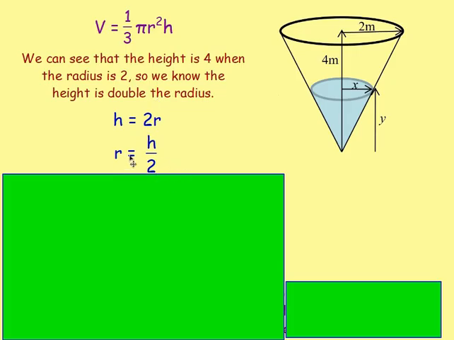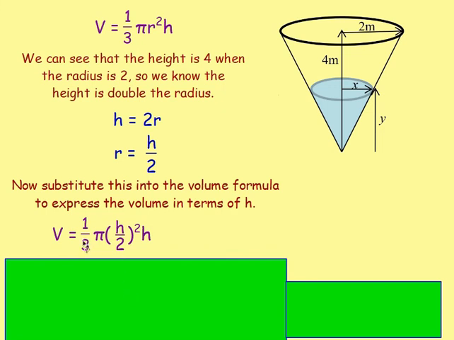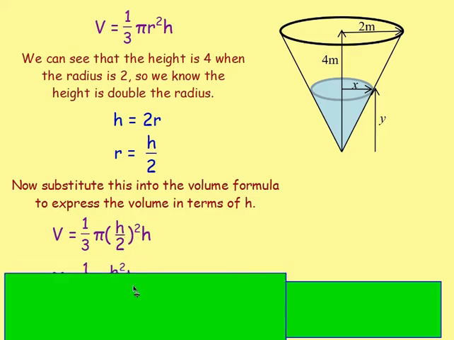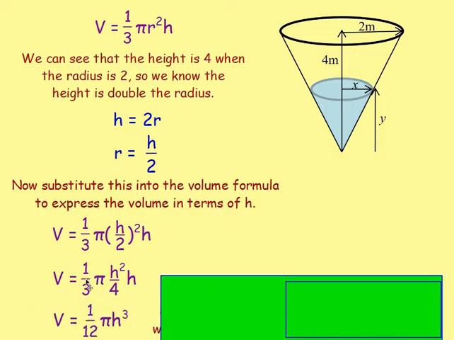So because we know the radius is equal to h over 2, we can sub that back into this formula here. So the volume equals 1/3 times pi times r squared times h. Replace r with h over 2. So you would have 1/3 times pi times h over 2 squared times h. Multiply that out. Well, if you're squaring the h and squaring the 2, that would give you h squared over 4. And if you tidy that up, you end up with 1/12 pi times h cubed.